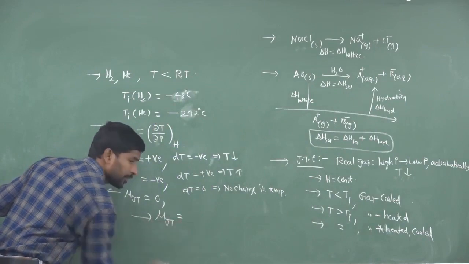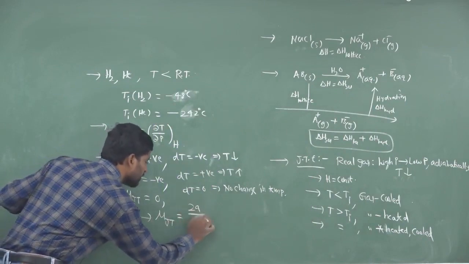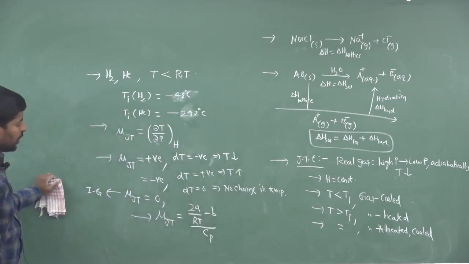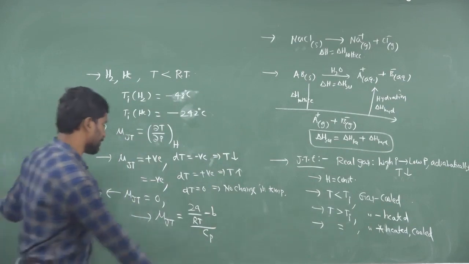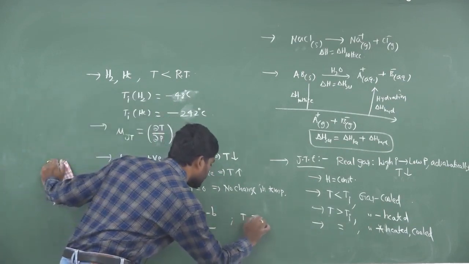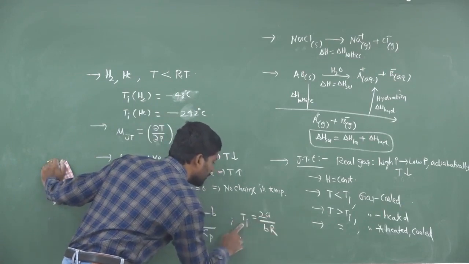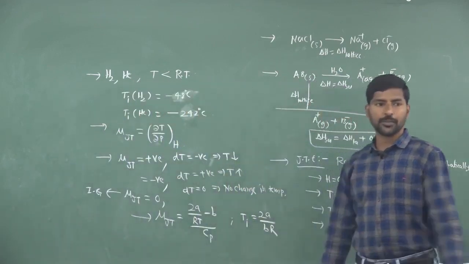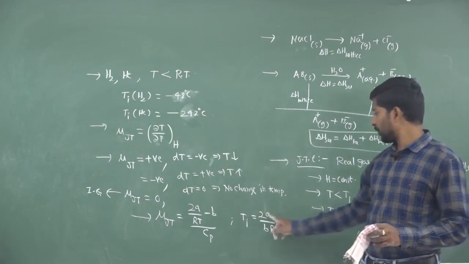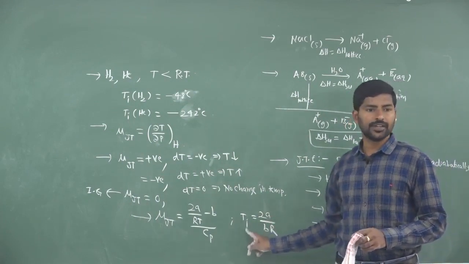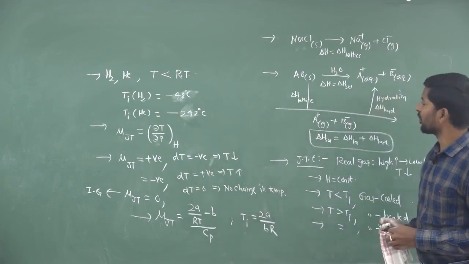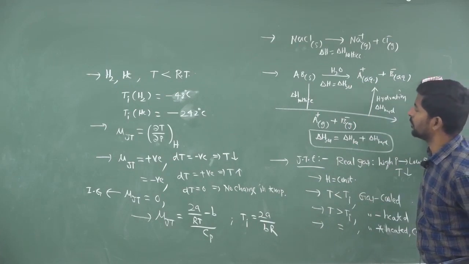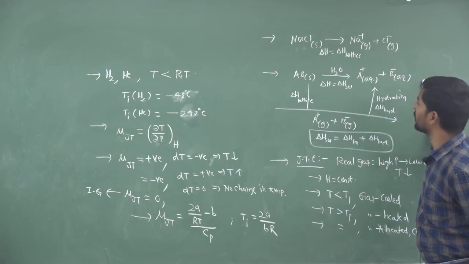Finally, we derived the expression for the Joule-Thomson coefficient with respect to van der Waals constants: (2a/RT minus b)/Cp. This is the expression for the Joule-Thomson coefficient in terms of the van der Waals constants a and b. From this, the inversion temperature is given as 2a/Rb. So the inversion temperature depends on the van der Waals constants a and b. The van der Waals constants depend on the nature of the gas, so different gases may have different inversion temperatures. This is briefly whatever thermodynamics we discussed.